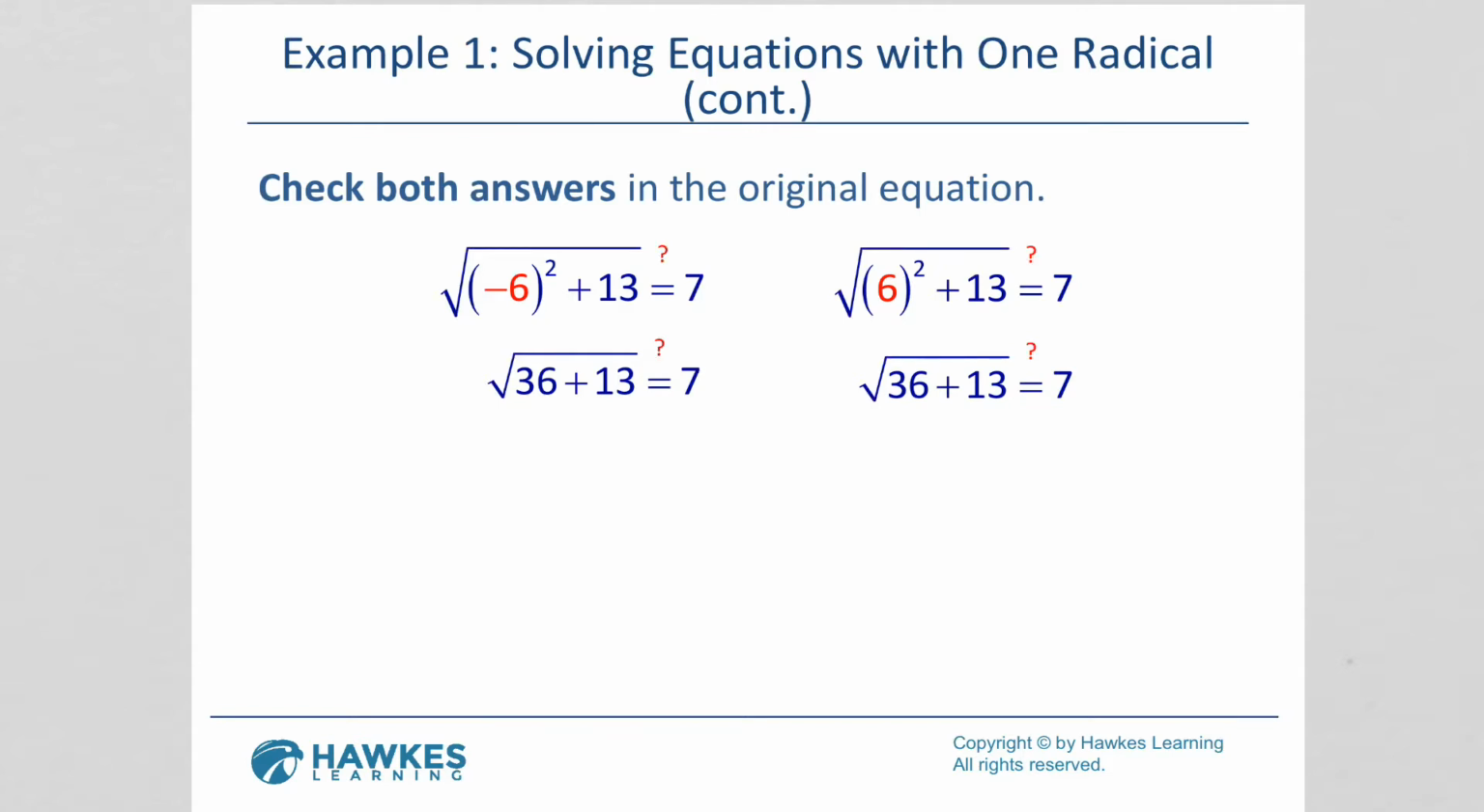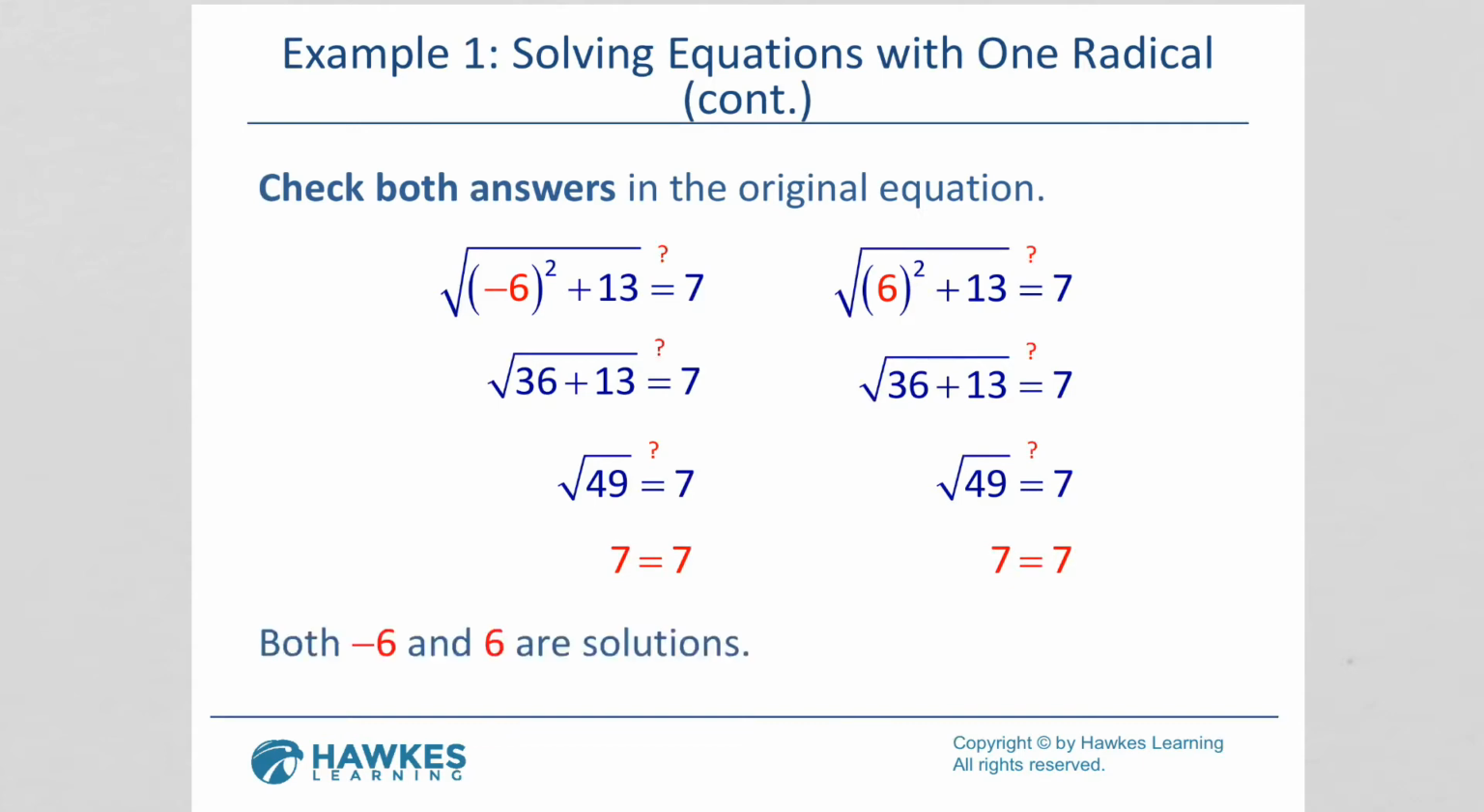Does that equal 7? On the left, I have the square root of 49. On the right, the square root of 49. The square root of 49 is 7. So on both of those, I have 7 equals 7, which means both negative 6 and 6 are solutions.